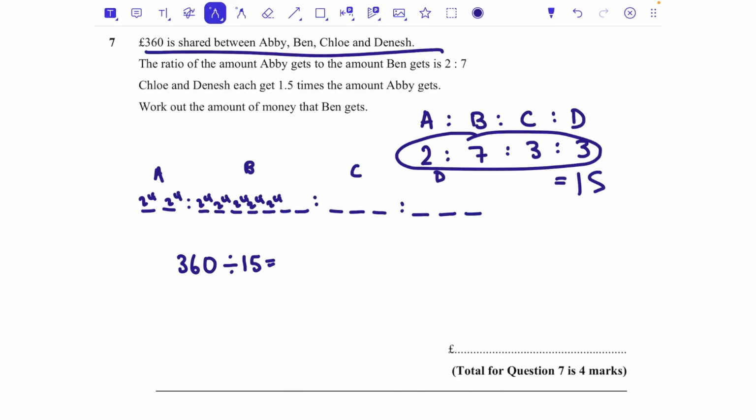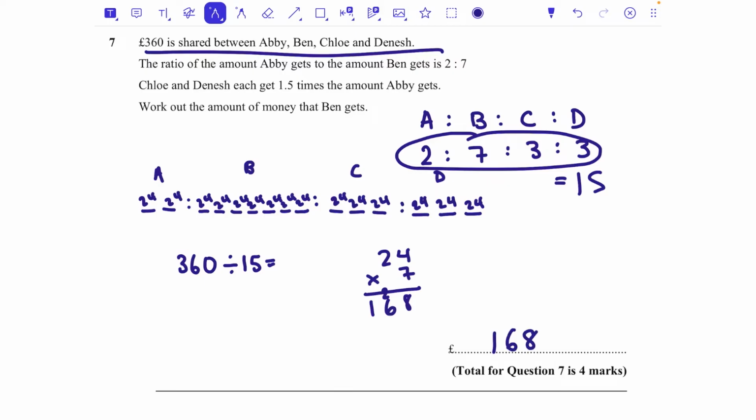Now, actually, they don't care how much each person gets. They just want Ben's share. So Ben is getting 24 multiplied by 7. And you don't need to add it. You can just times it. So 24 times 7. 7 times 4 is 28. And 7 times 2 is 14. Add the 2 is 16. So there we go. 168 for Ben.